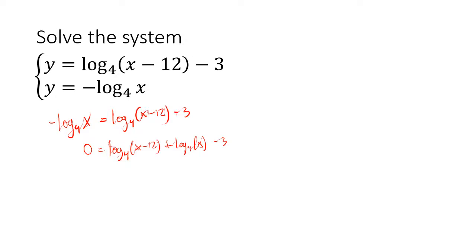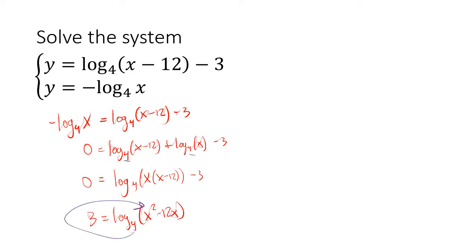Now by logarithm properties, I can combine these two logarithms because these bases are the same. So logarithm properties tell me that this is the same thing as log base 4 of x times x minus 12, minus 3. Oh, and then let's just move the 3 over so that 3 is equal to log base 4 of, and let's multiply this out, x squared minus 12x. The logarithm loop trick, which if you don't know what that is, you should absolutely look at one of my videos about logarithms to figure out what that is.